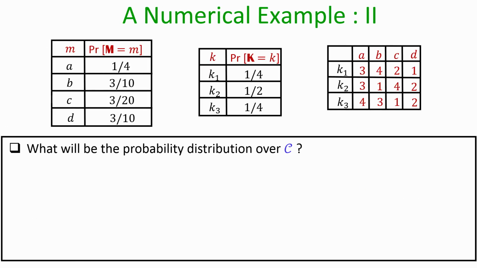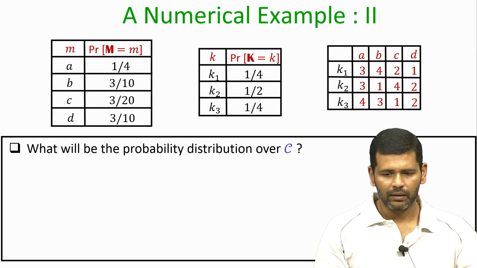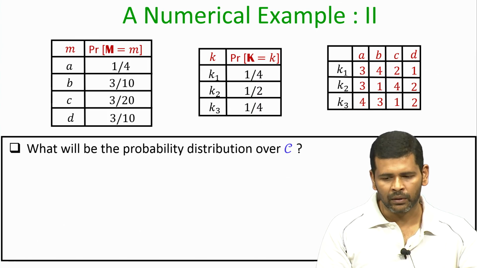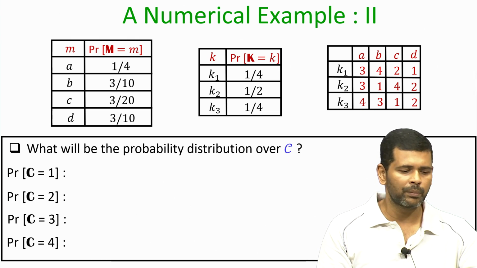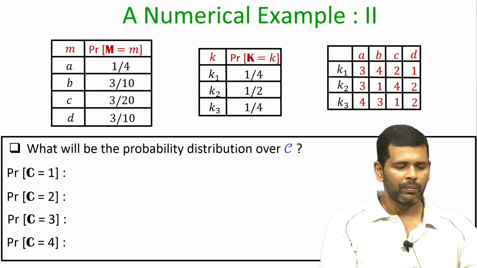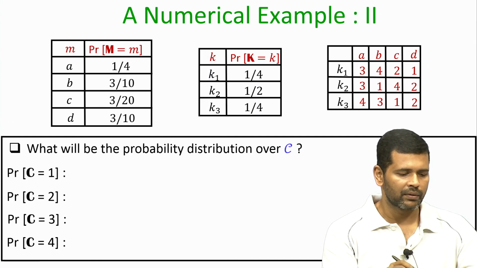So, now let us try to compute the probability distribution over the ciphertext space. As you can see from the encryption matrix, the ciphertext could be either 1 or 2 or 3 or 4. So, let us try to compute the probability with which the ciphertext could be 1 or 2 or 3 or 4. Let us first compute the probability that the encryption algorithm produces ciphertext to be 1.